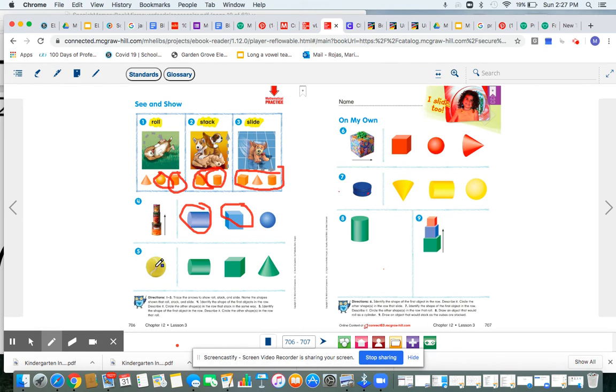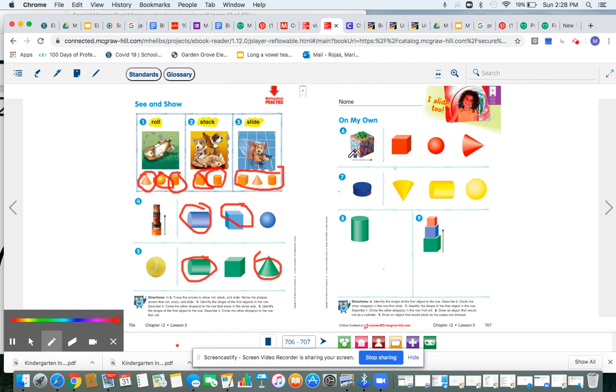Number 5, roll. This is a sphere. So here in this row, I have to identify which of them can roll. So I know this can roll. This one cannot roll. This one, I forgot to mention that a cone can roll only if it's facing the other way. Like if you look here, the cone can roll if it's facing this way. So I'm going to circle it because it can roll. I'm going to go back here to number 1 and circle it because if it was facing the other side like this, the cone can also roll.